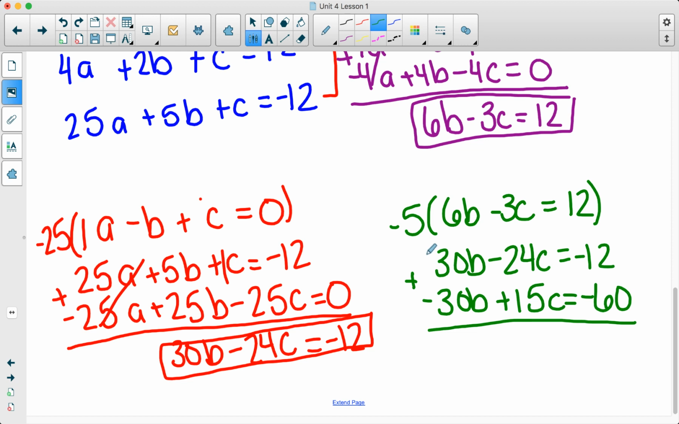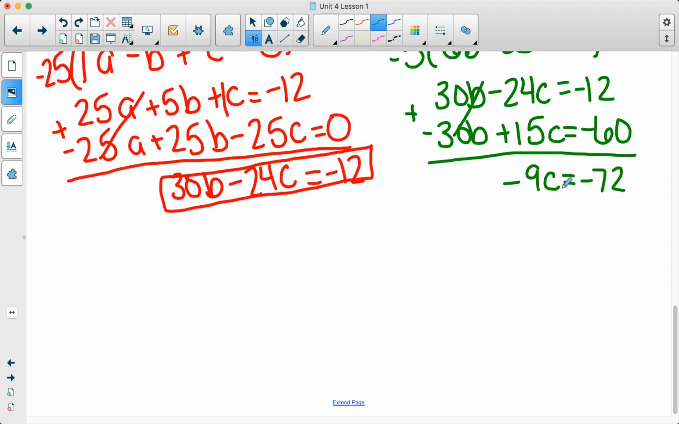So when I add these together, 30 plus -30, that's gone. I've got -24 plus 15c is -9c, and -12 plus -60 is -72. And here I've got just one variable and a very simple equation. I can go ahead and divide both sides by -9, and ooh, I've got c. C is equal to 8.